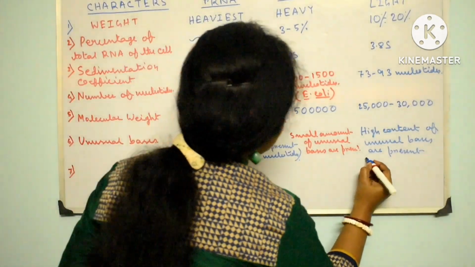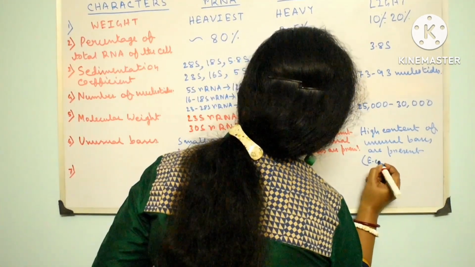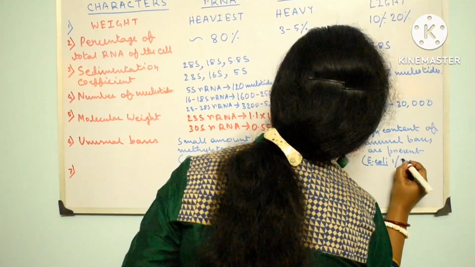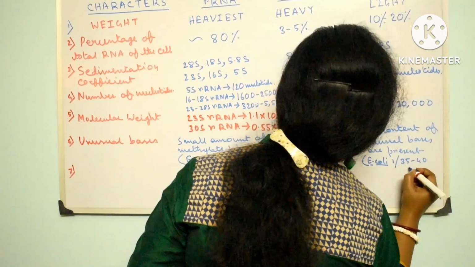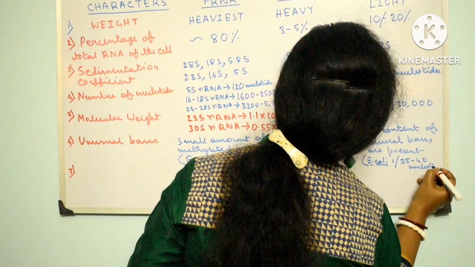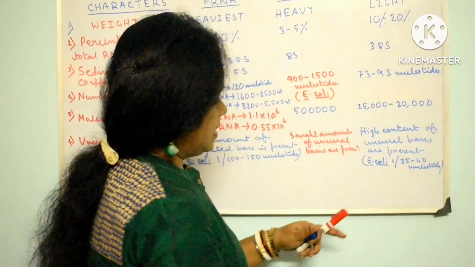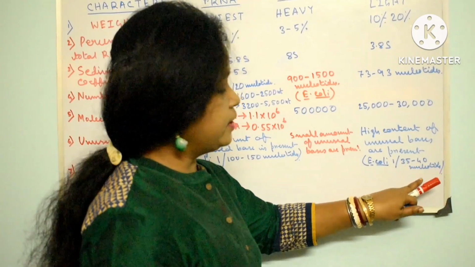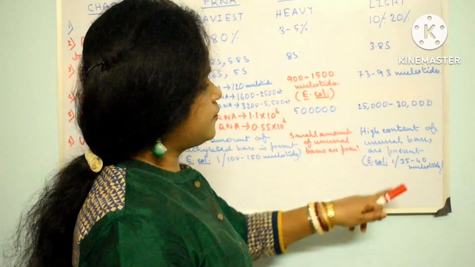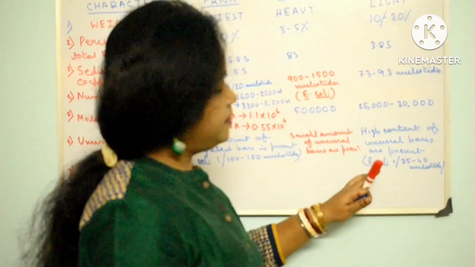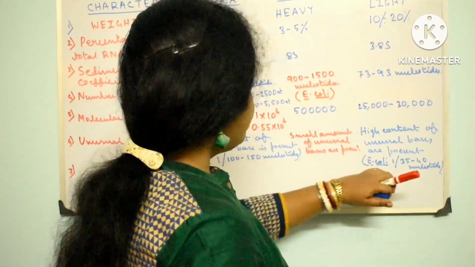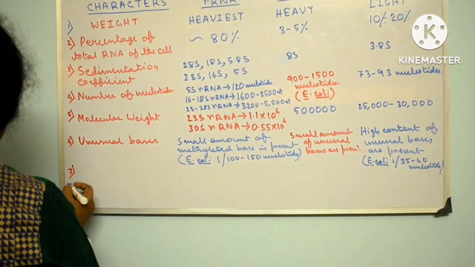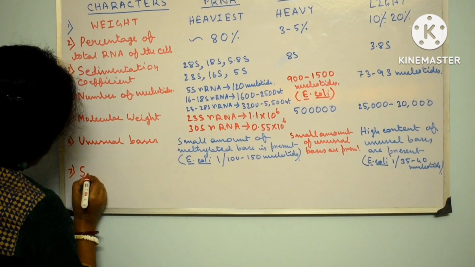Okay, so the next character is character number 7. Here in case of E. coli, 1 per 35 to 40 nucleotides are present. Means in case of E. coli, out of these 35 to 40 nucleotides, only one unusual base is present, if we consider E. coli as an example. So the next character is site of synthesis.